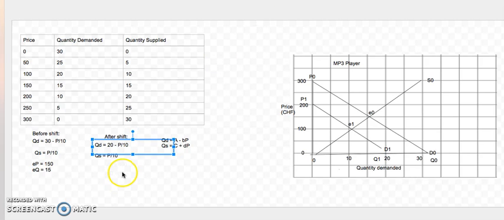quantity. Next, I would have to find the supply curve. But since I already know that the supply curve didn't change, as you can see in the graph here, it would still be the same equation as before.